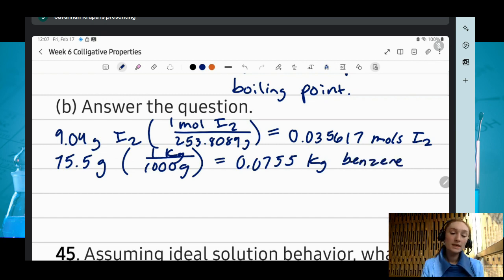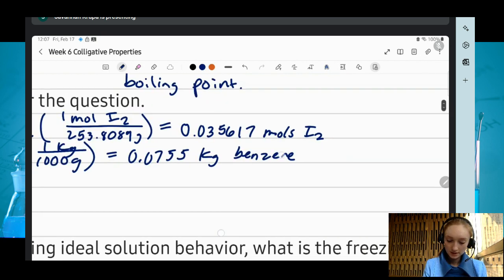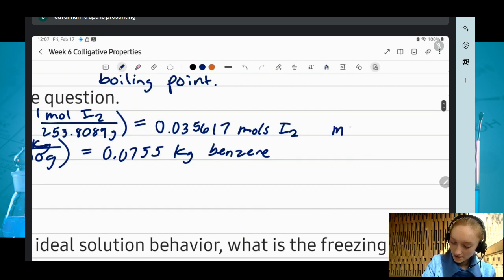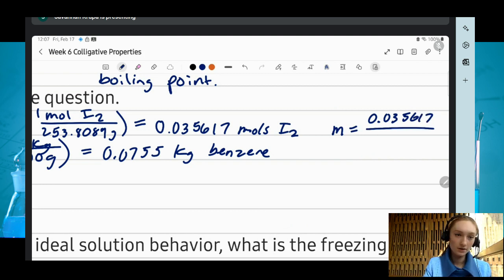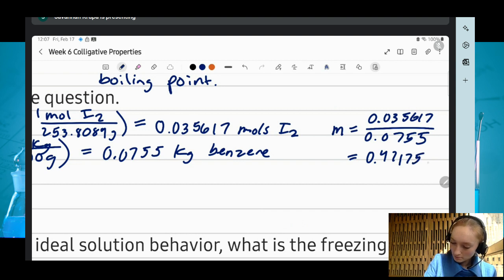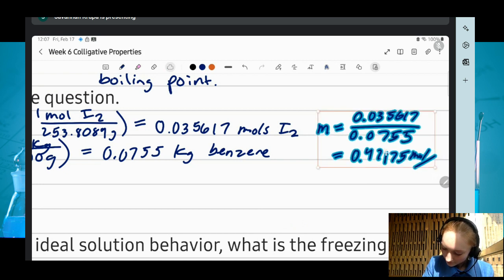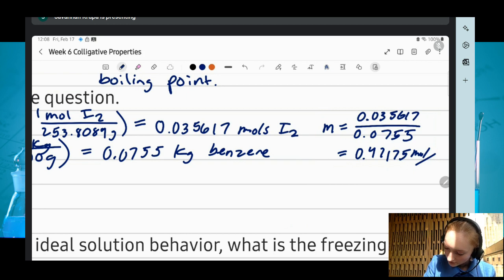So now we have all we need to calculate the molality. So let's move over here. The molality equals the 0.035617 moles of the solute, which is I2, divided by the kilograms of solvent, the 0.0755 that we just found. Dividing that out gives us a molality of 0.47175 moles per kilogram.